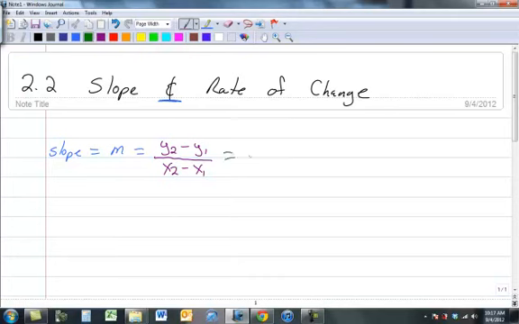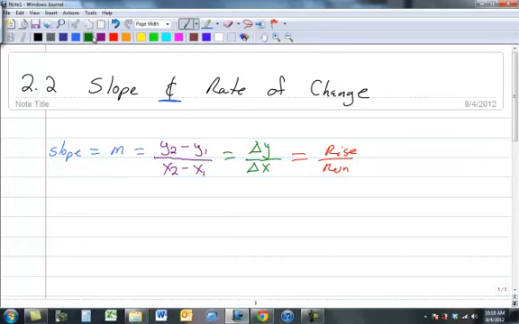Another way you often see it is this subtraction, this difference. In science, they like to use this triangle thing. This triangle means the change in y. It's called delta y, or the change in y divided by the change in x, or delta x. And then everybody remembers rise over run.